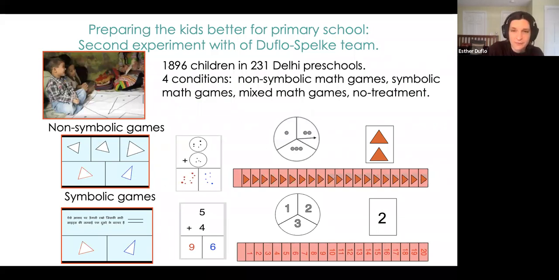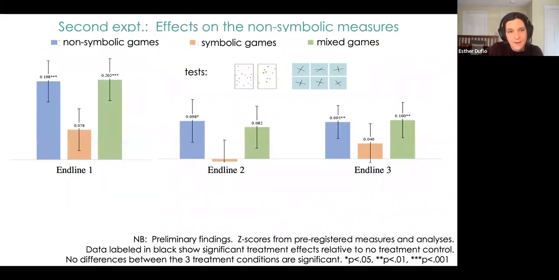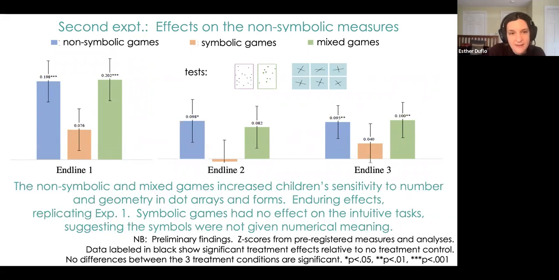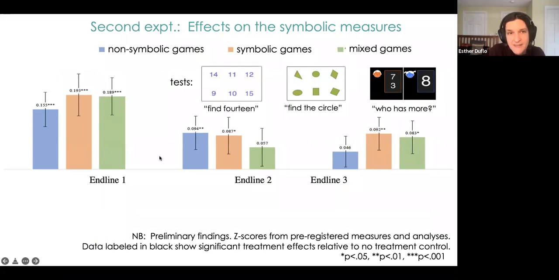And then a condition where, so non-symbolic only, symbolic only, mixed, and no treatment. And what we find here is that when you have mixed, you're learning just as much by end line one, by end line two, and by end line three in terms of non-symbolic skills. And then in terms of symbolic skills, you are learning more. And in fact, it continues even 1.5 years later. The gain in symbolic skills is still there in the mixed game.